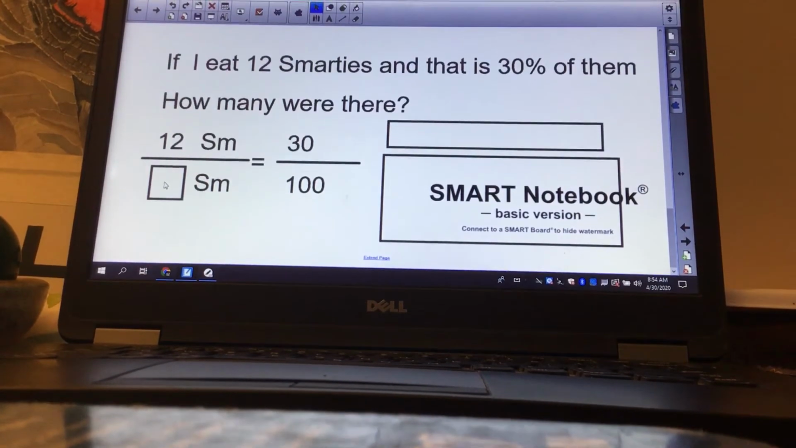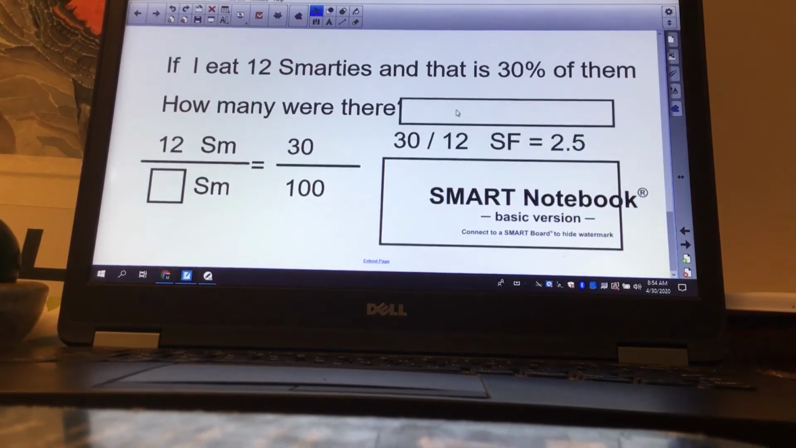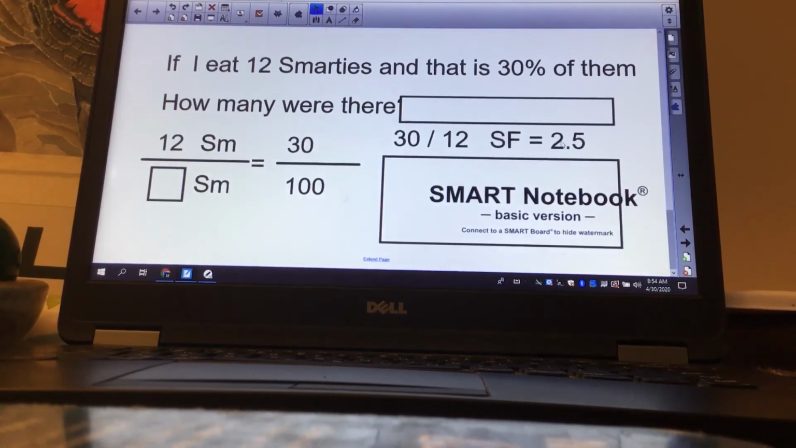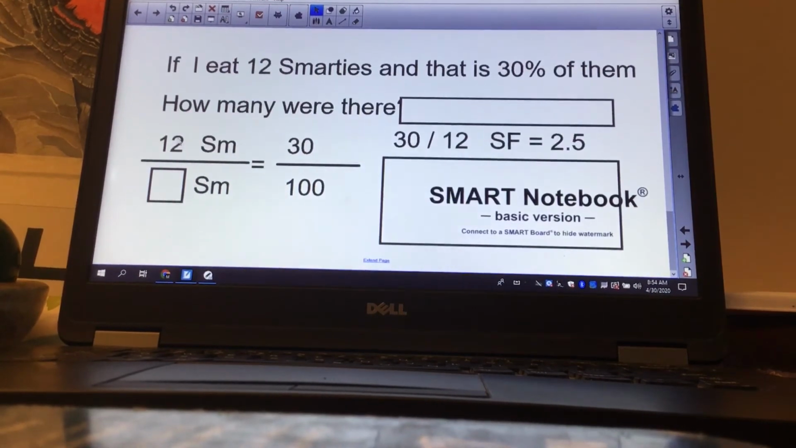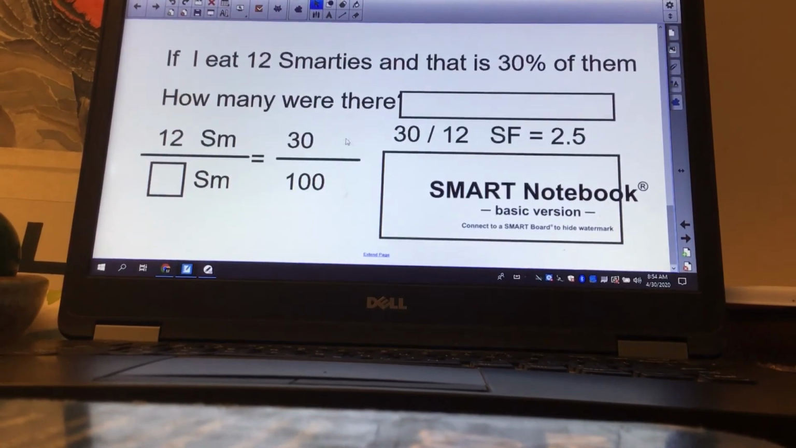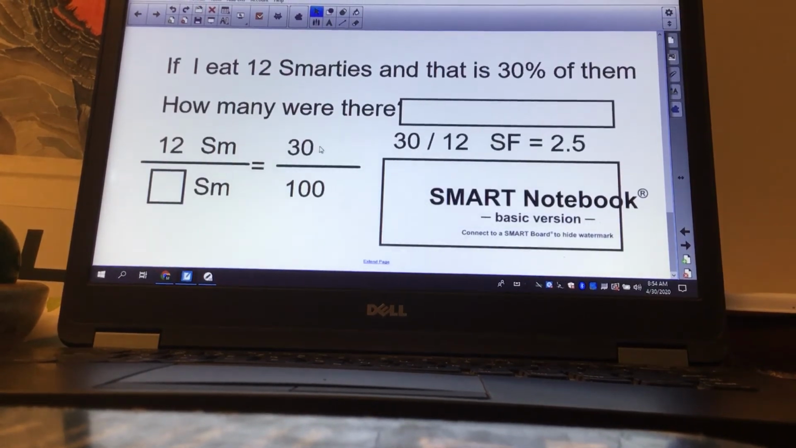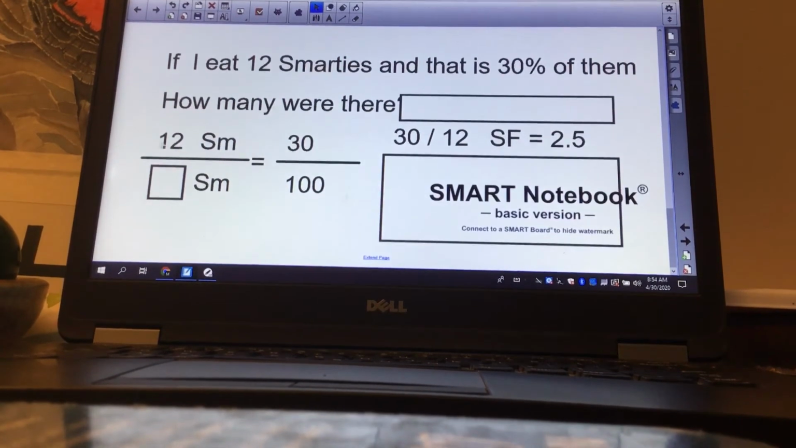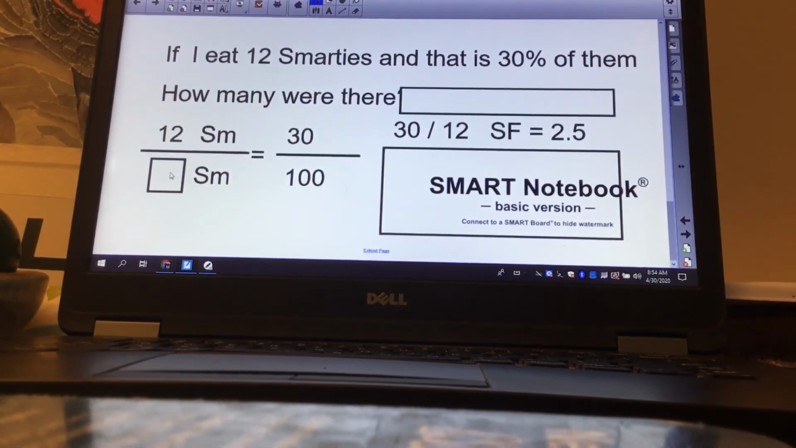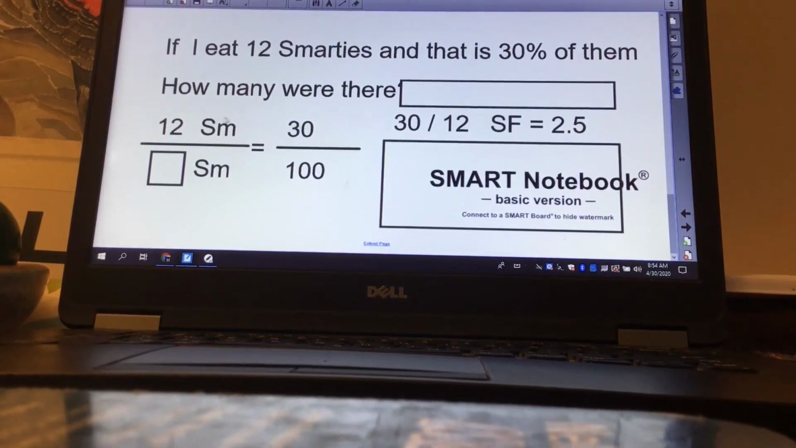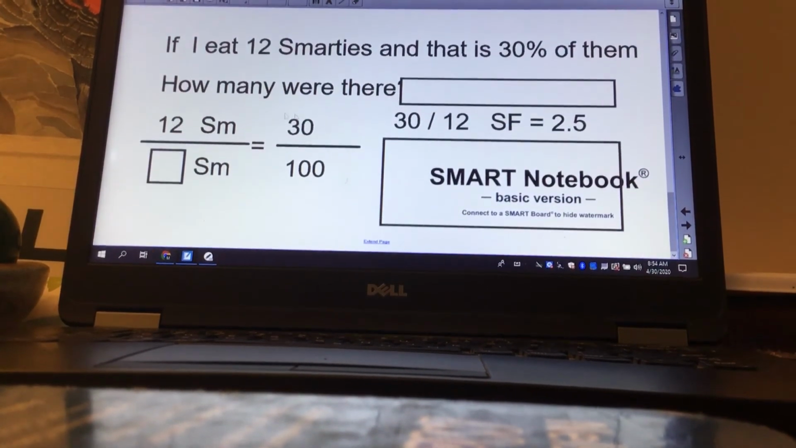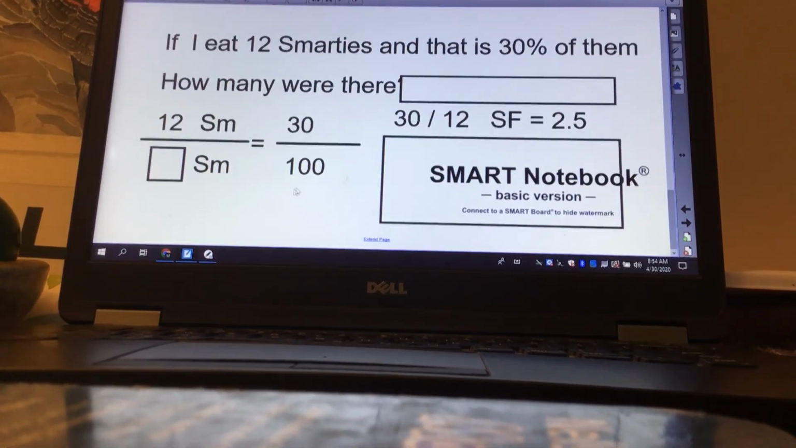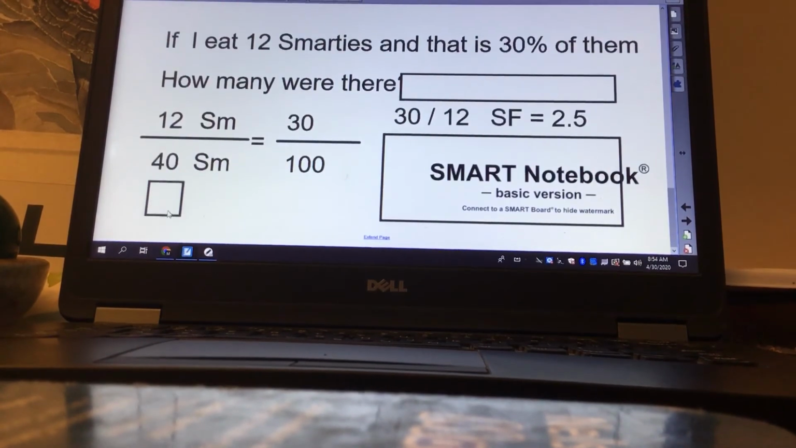So I have 1 missing blank. I can do it 2 ways. I can divide 30 by 12, and that gives me a scale factor of 2.5. I could also do it this way. 100 divided by 30 gives me 3.33 as my scale factor, and do the same thing this way. Okay, so if I did it this way, I'm dividing by 2.5 because I'm getting smaller. 30 to 12, I divide by 2.5. 100 divided by 2.5 will give me 40.